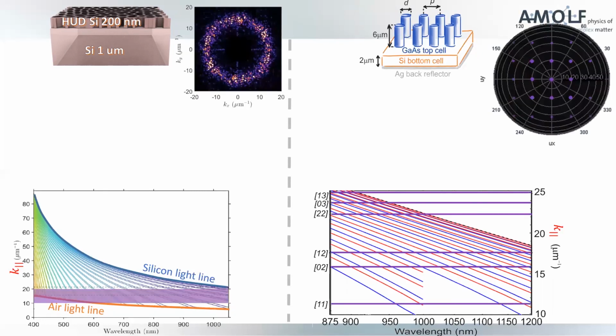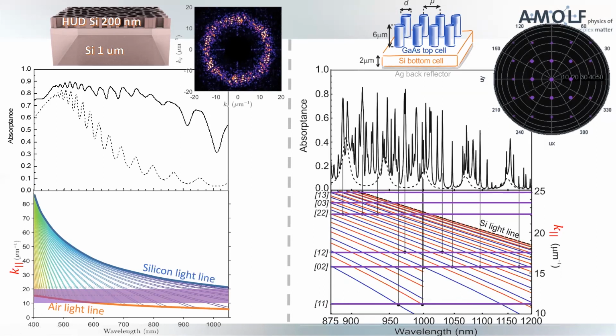In the case of a hyperuniform design, we have this ring in the K-space, which introduces this band in K-parallel, as you can see here. This band overlaps with all of these lines, which results in a smooth increase in absorption. In the case of an array, these K-parallels are specific diffraction orders, shown as these particular lines that cross the waveguiding modes at particular places. This is why we see these spikes in the case of an array, and this smooth increase in the case of a hyperuniform design.